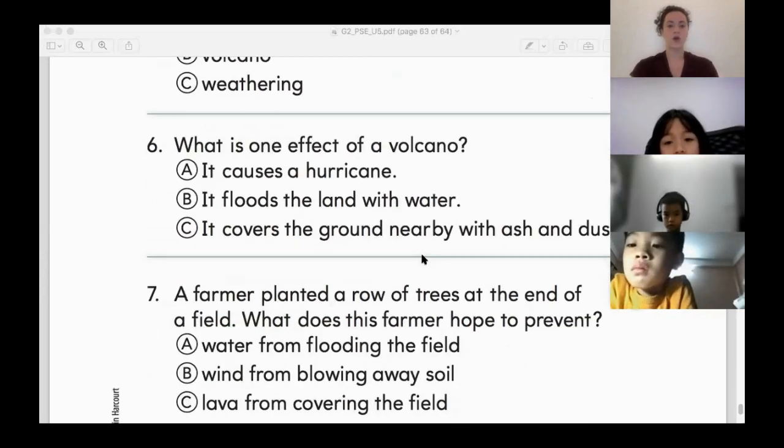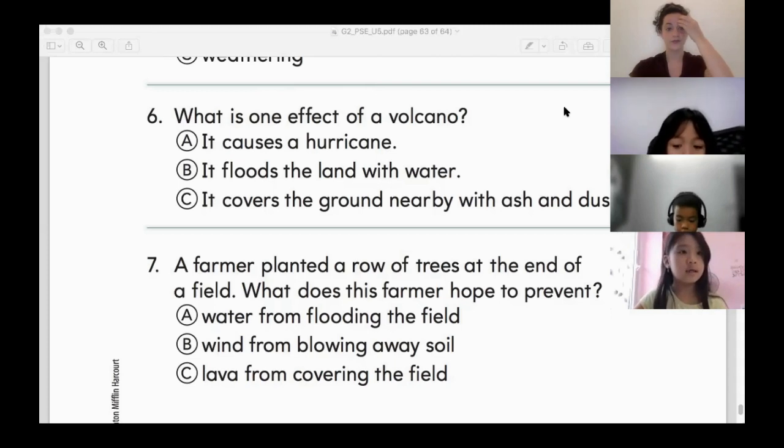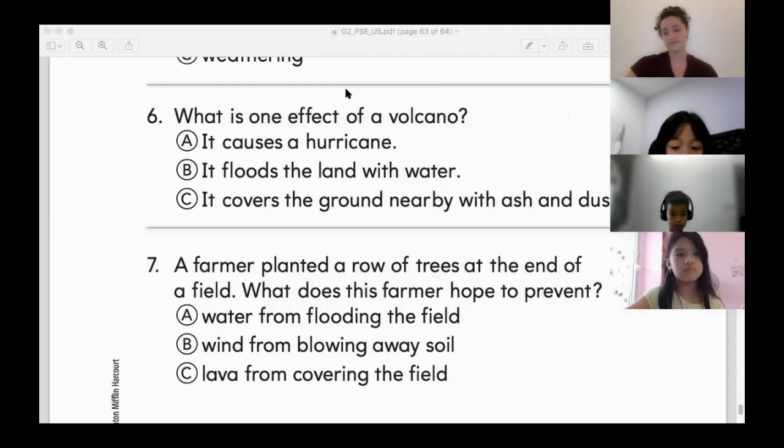Number 6, what is one effect of a volcano? One effect of a volcano. How about Toi Anh? Number 6. It caused a hurricane. So if a volcano erupts, there's lava, there's gas, that can make a hurricane happen? No. Where do hurricanes start? From the beach and air. From the mountain.